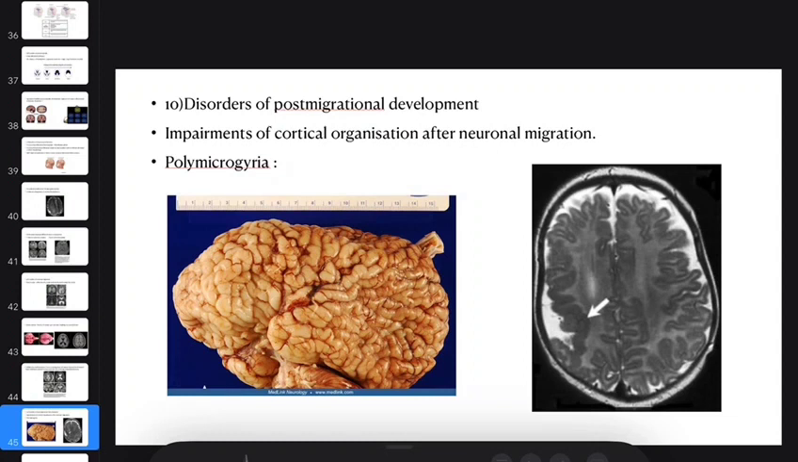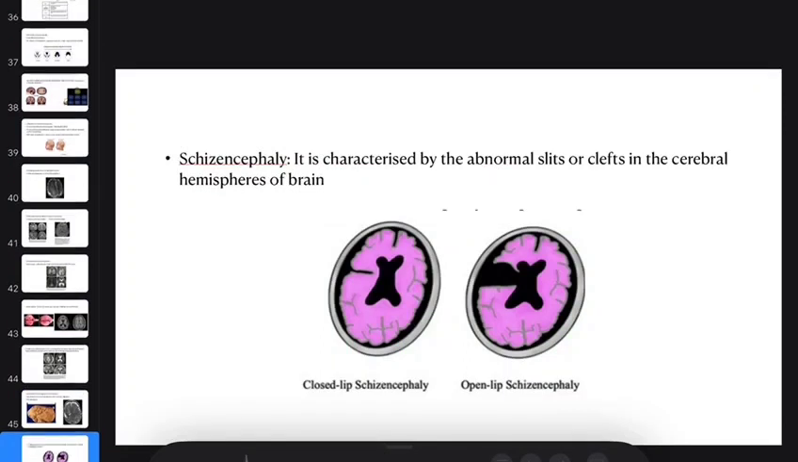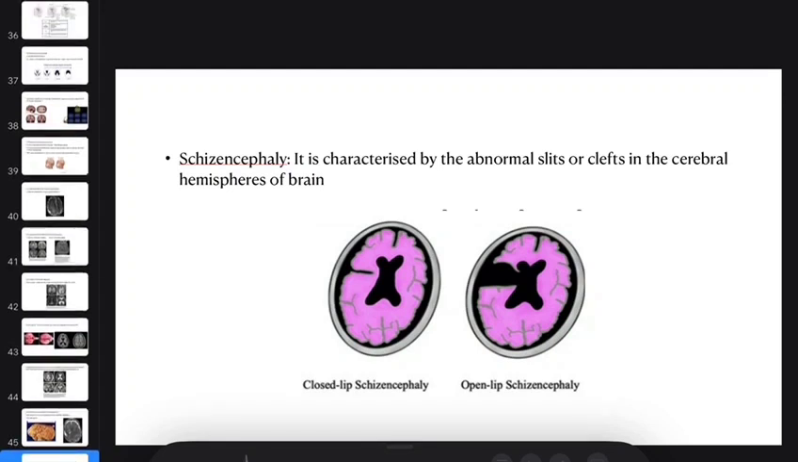And disorders of post-migrational development, impairment of cortical organization after neuronal migration, and polymicrogyria. Then schizencephaly, which is characterized by abnormal slits or clefts in the cerebral hemispheres of the brain. This is about the development of the nervous system and the defects.